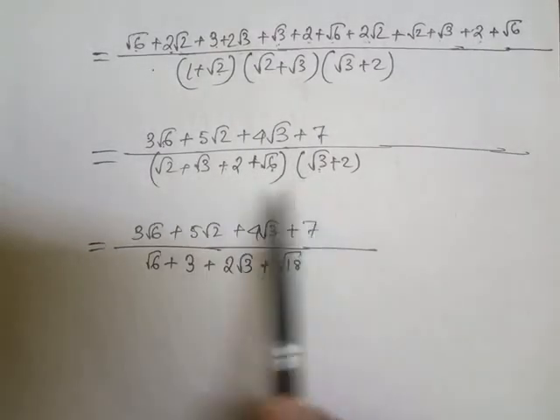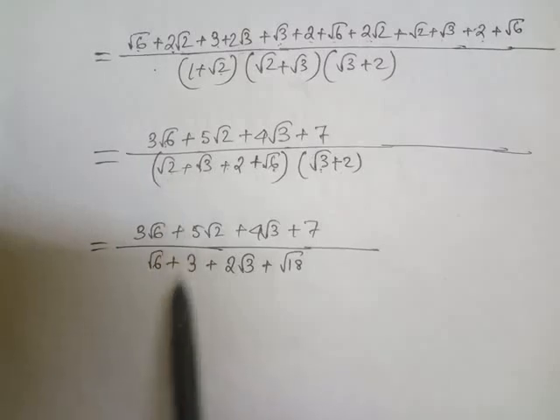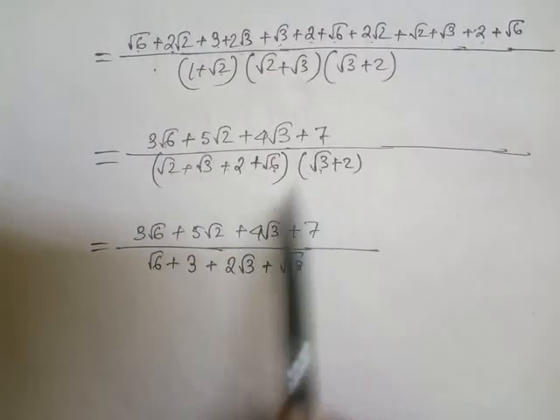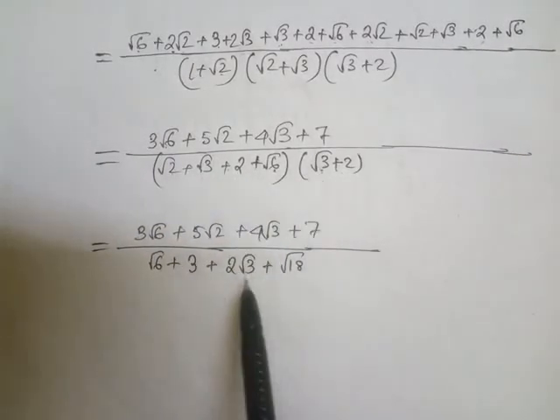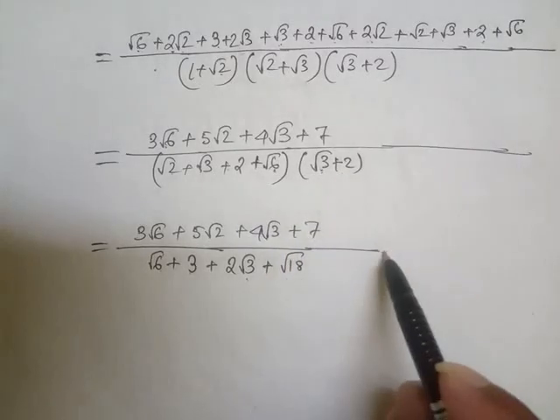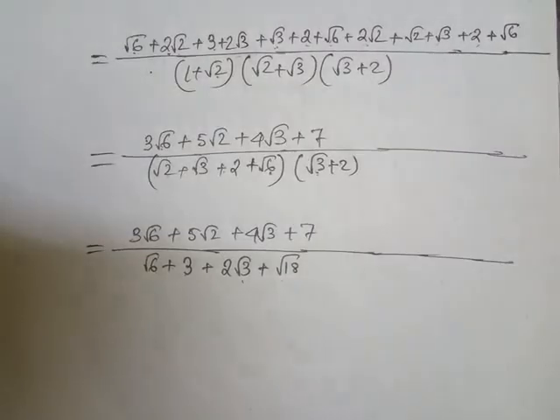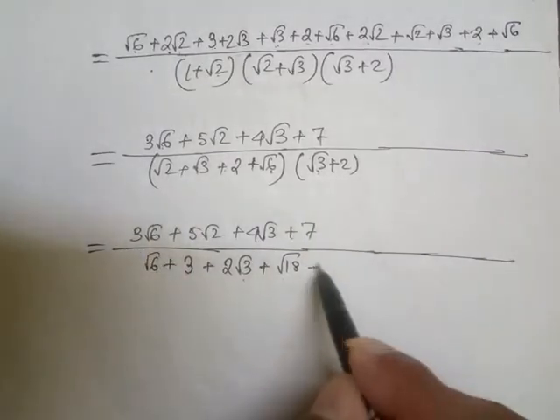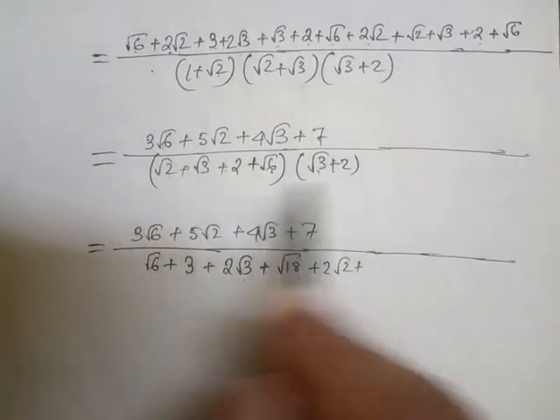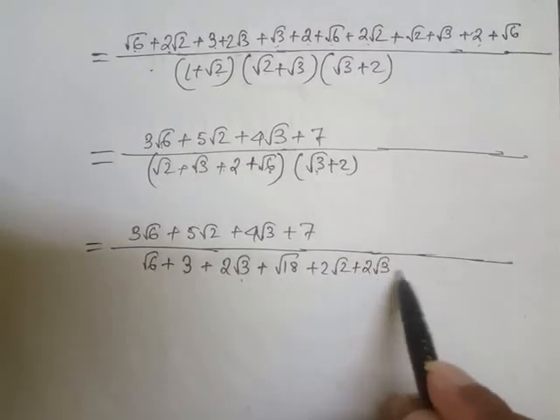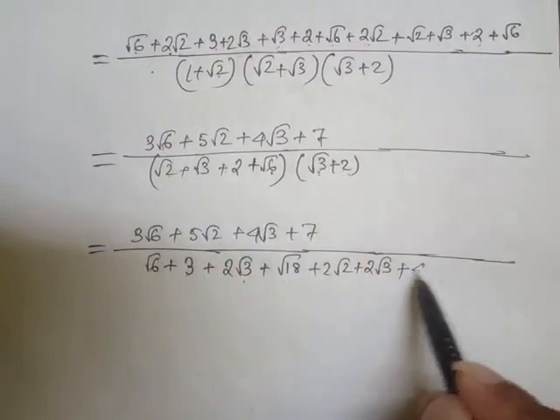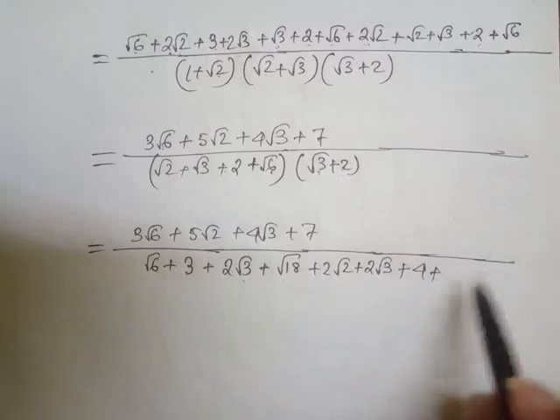Look here: root 3 into root 2 is root 6, root 3 into root 3 square means 3, 2 root 3, and root 6 into root 3 is root 18. Now the whole thing will be multiplied by 2 again, so 2 into root 2 is 2 root 2, root 3 into 2 means 2 root 3, then 2 into 2 is 4, and 2 into root 6.